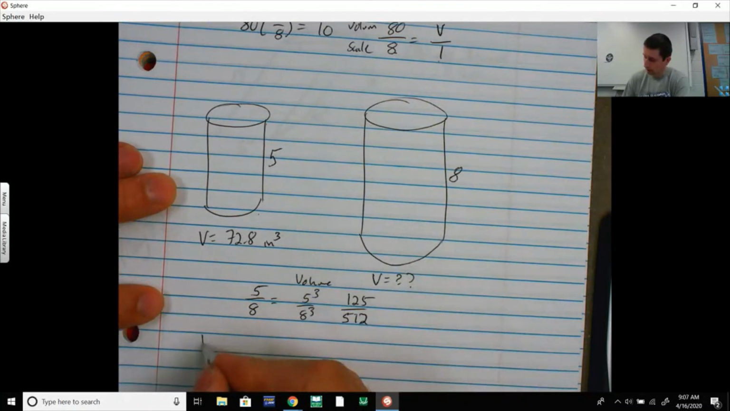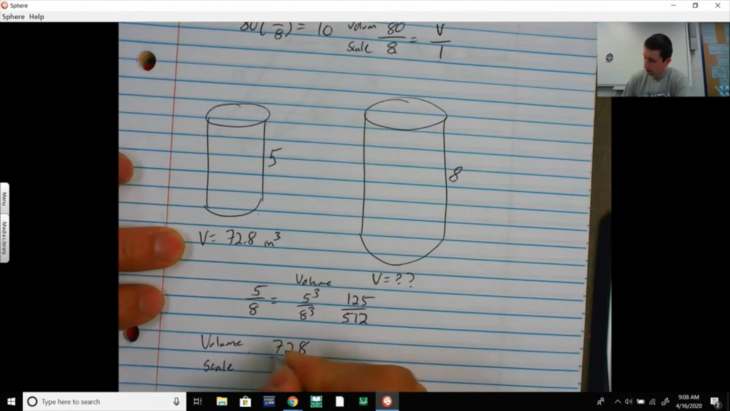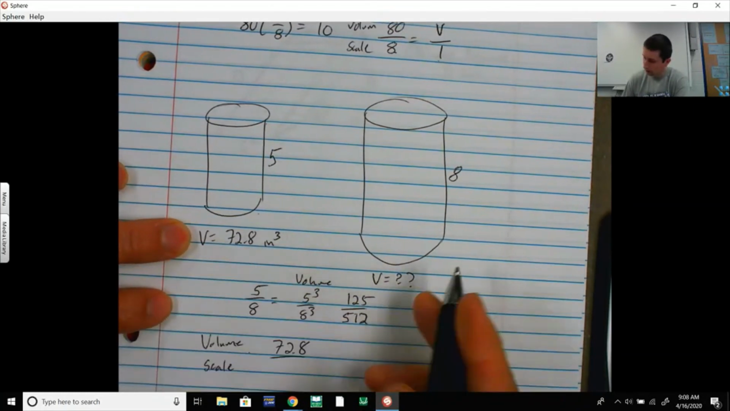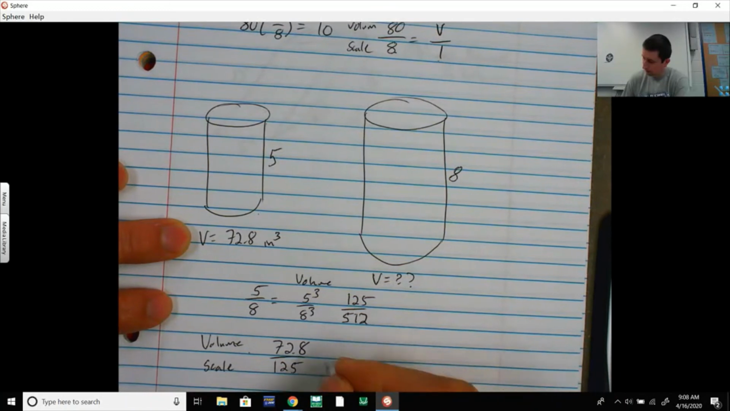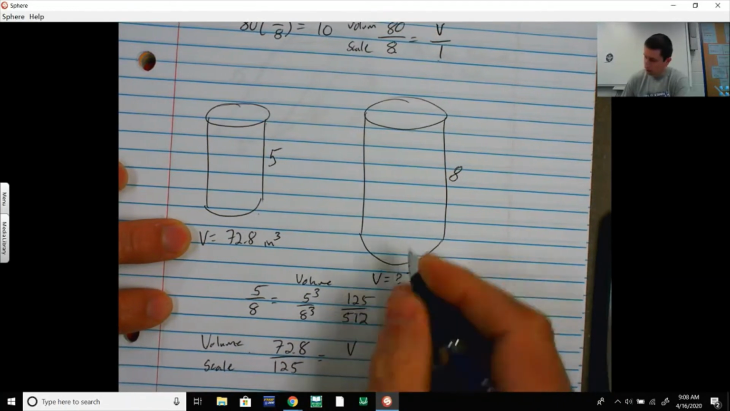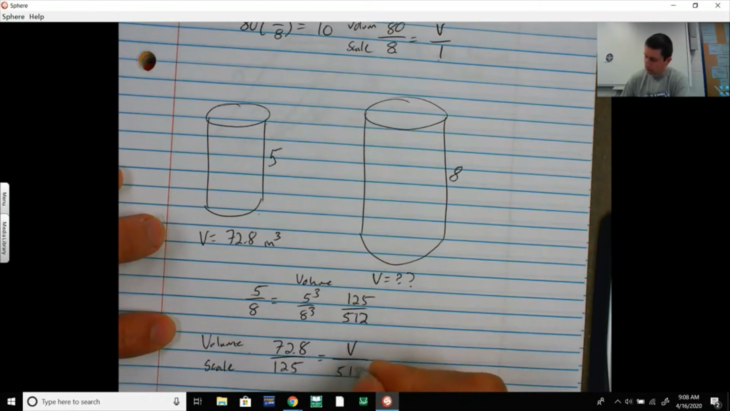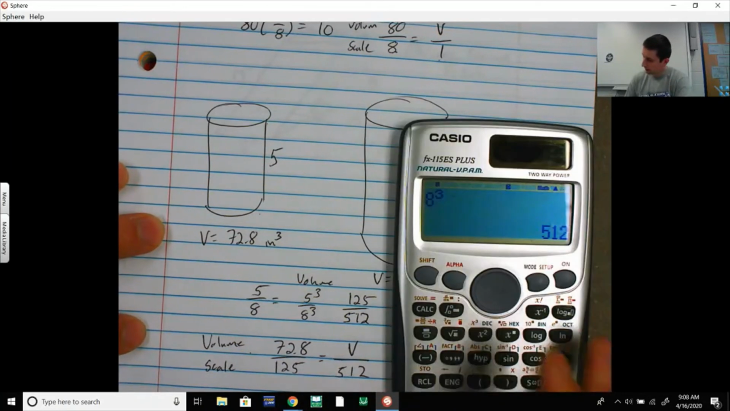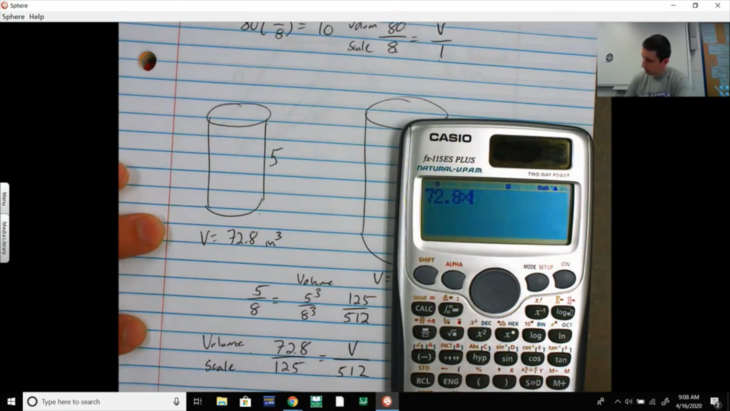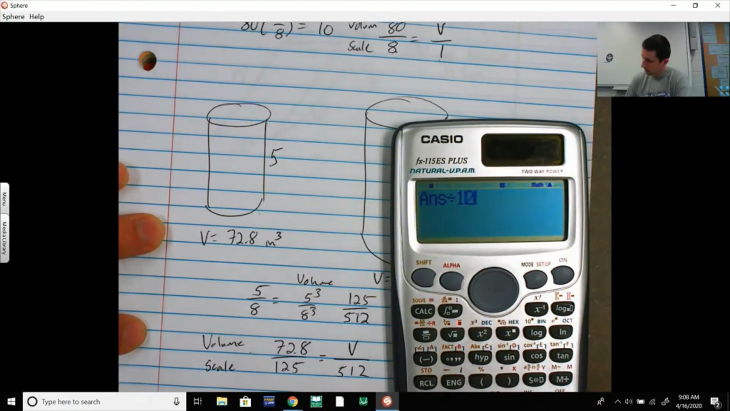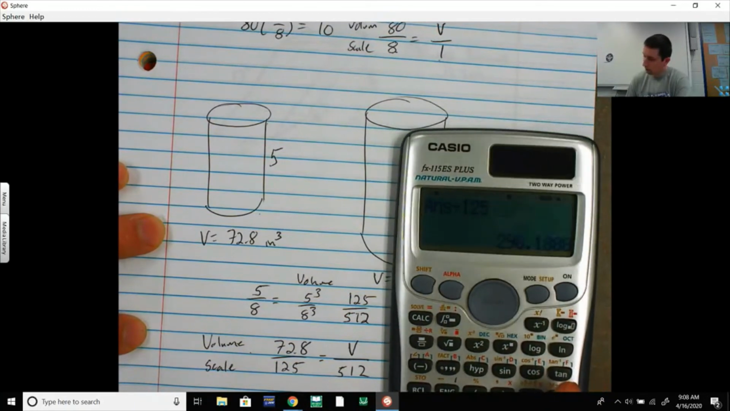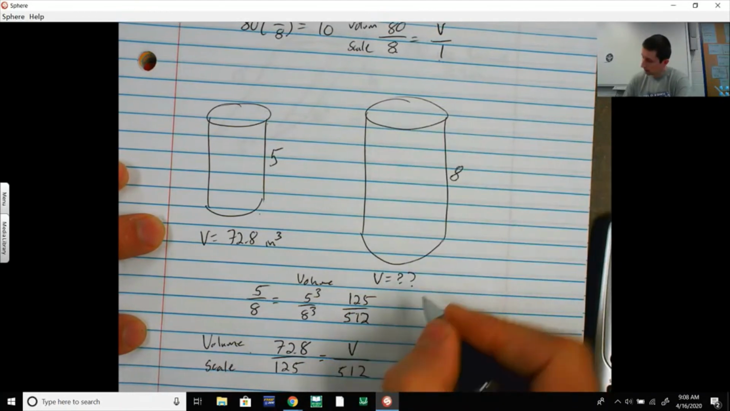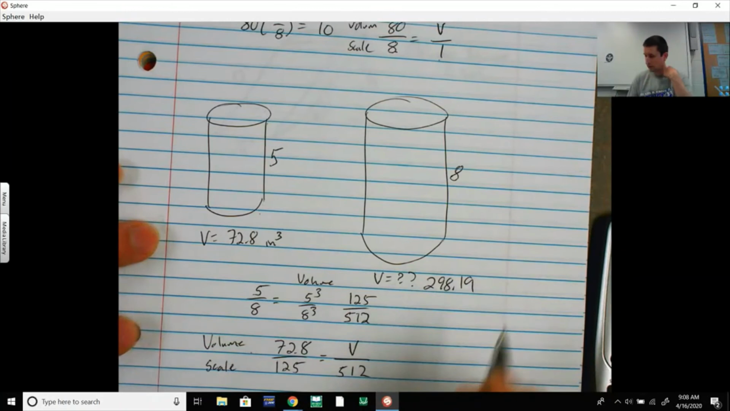So how we're going to set this up is we're going to have the volume for this one, so volume over the scale factors. For this one, I have a volume of 72.8. I'm going to put that over, this is the smaller shape, so I'm going to put that over the 125. And that has to equal the volume of the larger shape over the scale factor from the larger one, 512. So you're going to double pickle it. We're going to take 72.8 times 512 and then divide that by 125, and we get about 298.19. That's kind of how you set it up.